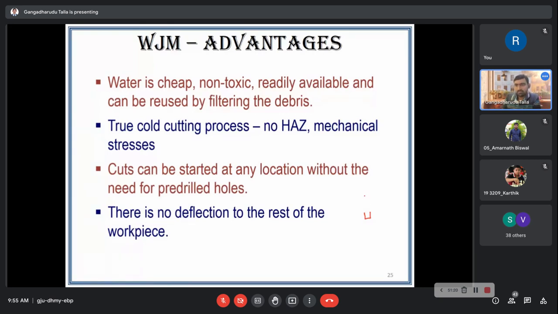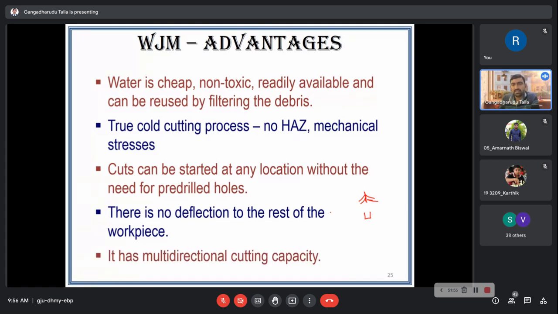Why? Because the water jet is coming at high pressure and high velocity, and there is very little chance of flaring of the jet. It is coming out very straight, so it is not deflecting due to environmental pressure. Environmental pressure is at 1 bar, and now you are using 800 bar. So you see the difference. Environmental pressure will not affect the water jet movement here.